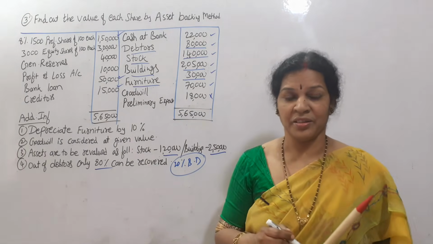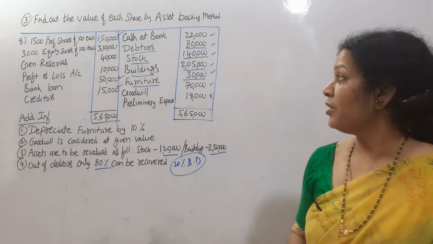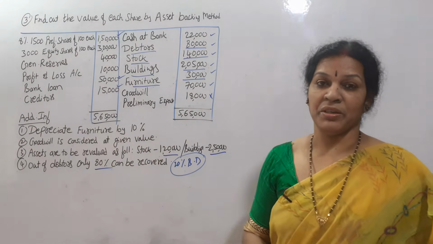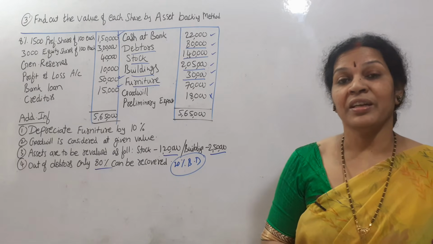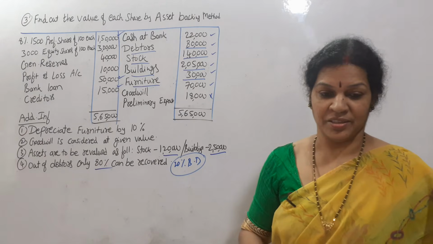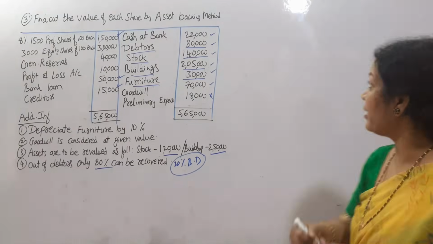Directly they are not saying it, but we have an idea, right? So this is the problem given to us. Now what do we have to do first? Calculation of net assets. For net assets, let me write the pro forma.